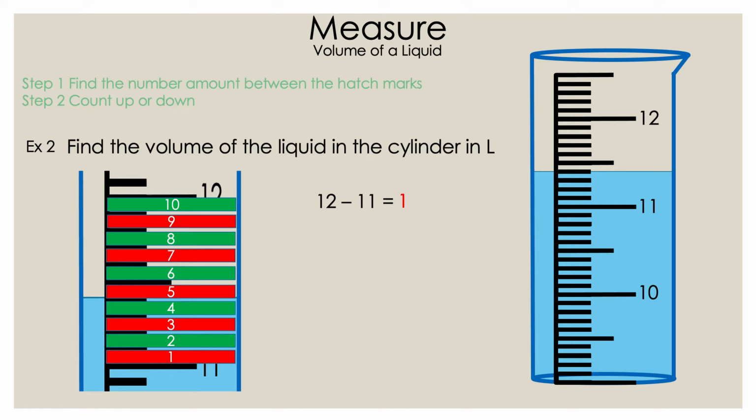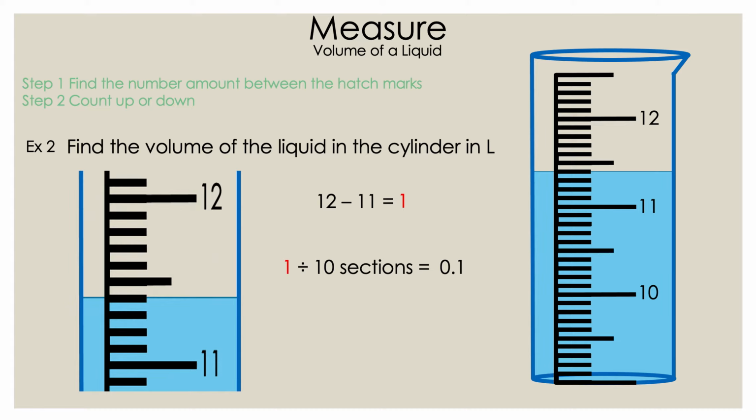Now we're going to use that 1 that we got from 12 minus 11 and divide it by the 10 sections, which gives us 0.1. Okay, so now we're going to start counting either up or down, up to you. This time we're actually going to find halfway in between 12 and 11, which is 11.5. And now we can count down, which gives us 11.4 liters.